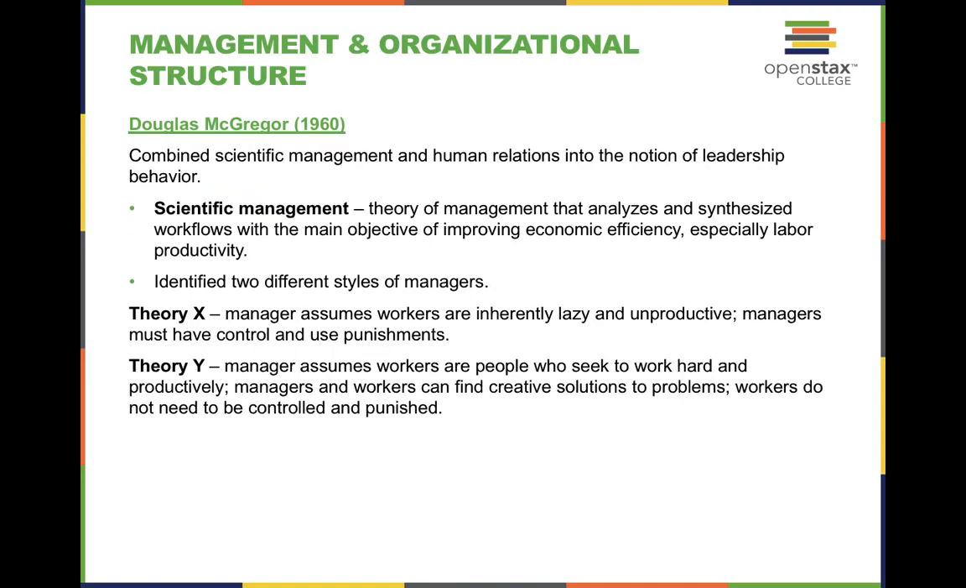Okay, let's now talk about management and organizational structure as identified by Douglas McGregor in 1960. To start with, we're going to talk about scientific management, the theory of management that analyzes and synthesizes workflows with the main objective of improving economic efficiency, especially labor productivity. It identified two different styles of managers. We've got Theory X. The manager assumes the workers are inherently lazy and unproductive. Managers must have control and use punishments. And then there is Theory Y.